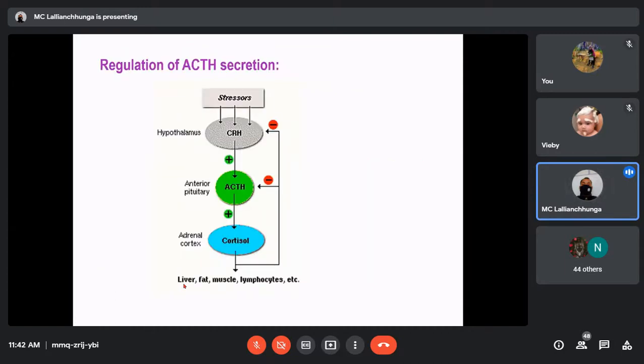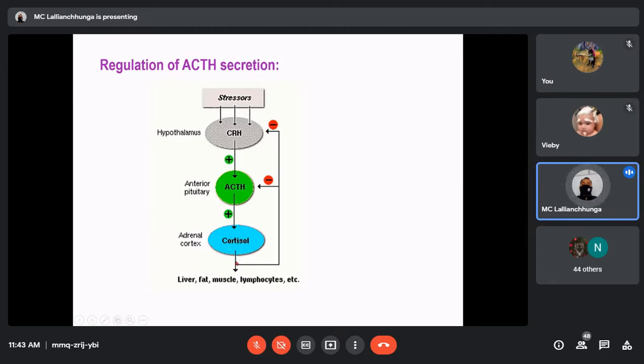So how is this ACTH secretion regulated? Again, the negative feedback mechanism is important. Actually, ACTH secretion starts when there is stress, any type of stress or stressors. It will stimulate increased production of CRH from the hypothalamus and release into the anterior pituitary gland. Then it will stimulate corticotrope cells to produce and release ACTH. Then ACTH is released into the bloodstream. When it reaches the adrenal cortex, it will lead to the production of the glucocorticoid known as cortisol.